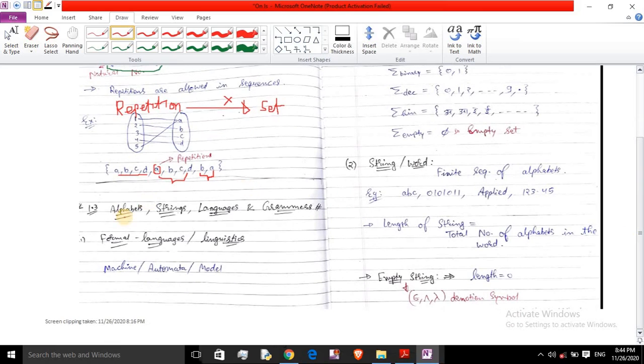Now look at another topic, which is known as alphabets, strings, languages, and grammars. First, look at what formal languages or linguistics are. Linguistics, by dictionary meaning, is relating to a word, or relating to a language, because a language also consists of words.